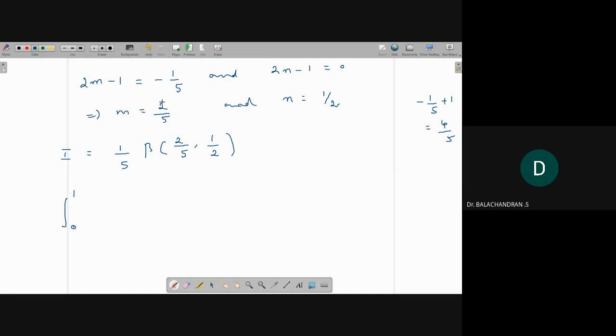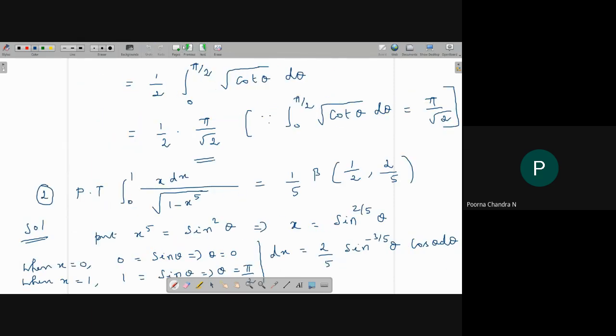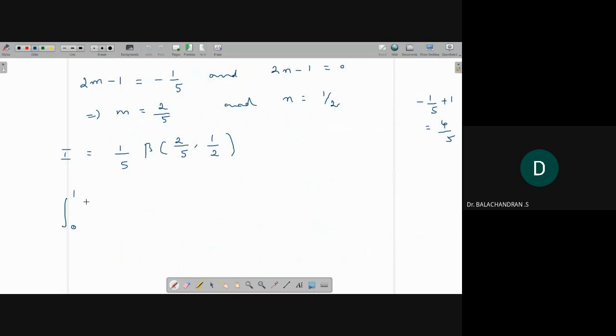M is 2 by 5, n is 1 by 2. Yes sir, this is correct, but we can interchange m and n also, because beta is symmetrical about its arguments. So in the question, it is like this: integral of dx by root of 1 minus x power 5 is equal to 1 by 5 beta of 1 by 2 comma 2 by 5.